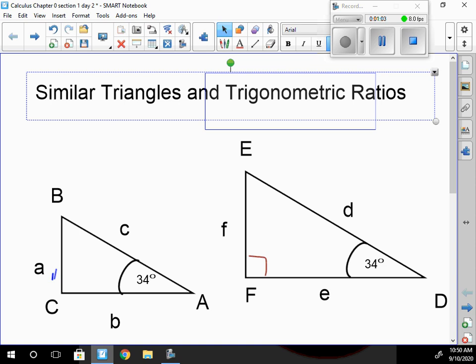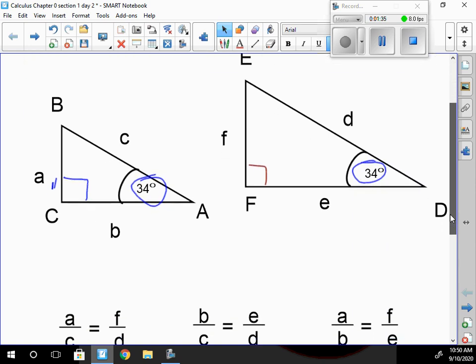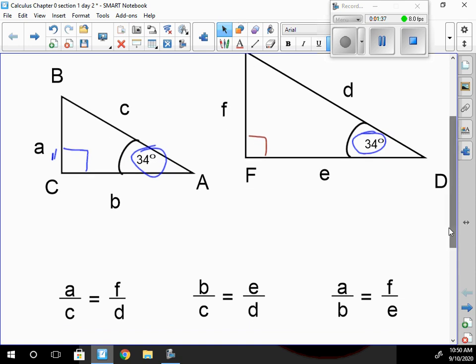Anytime we have a right triangle, which means it has the 90-degree angle in it, here and here, because it has those right angles in them, we know that if this triangle has a 34-degree angle and this triangle has a 34-degree angle, then these two triangles are similar. And what that means is that whenever we have similar triangles, we have certain ratios that are true.